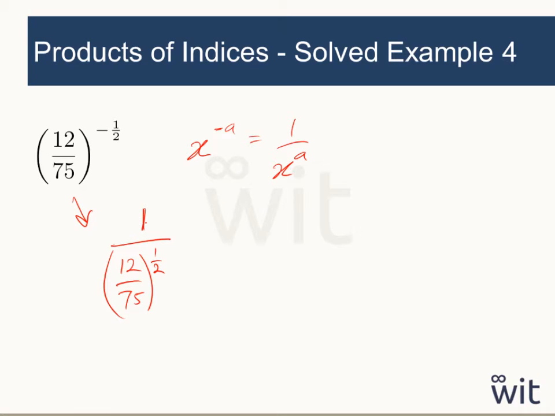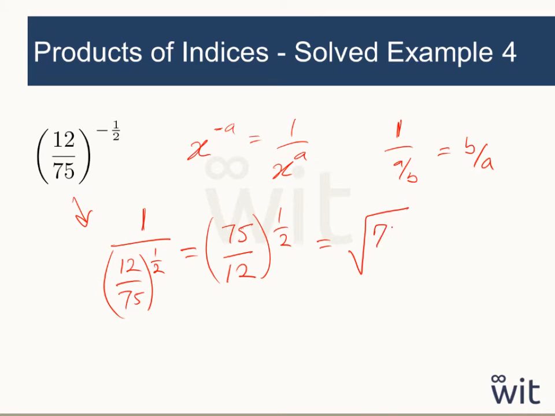And because you have 1 over a fraction, 1 over a over b will be b over a. So applying that here, we're going to have 75 over 12 raised to the power of half, if you do recall. And then that will be the root of 75 over 12. And that's our answer. Let's move right ahead to the next one.